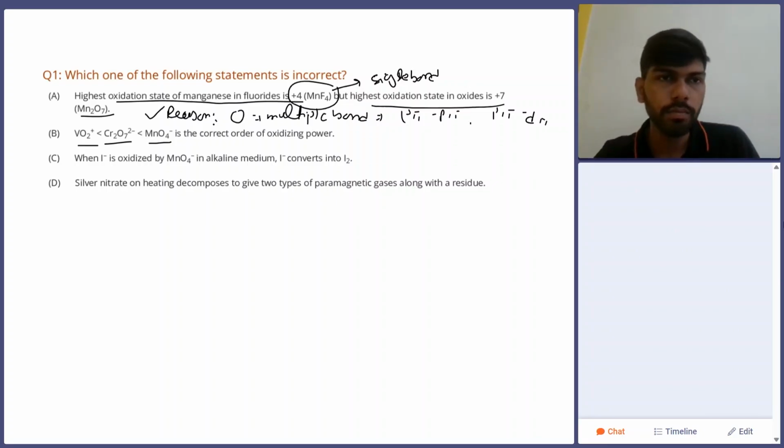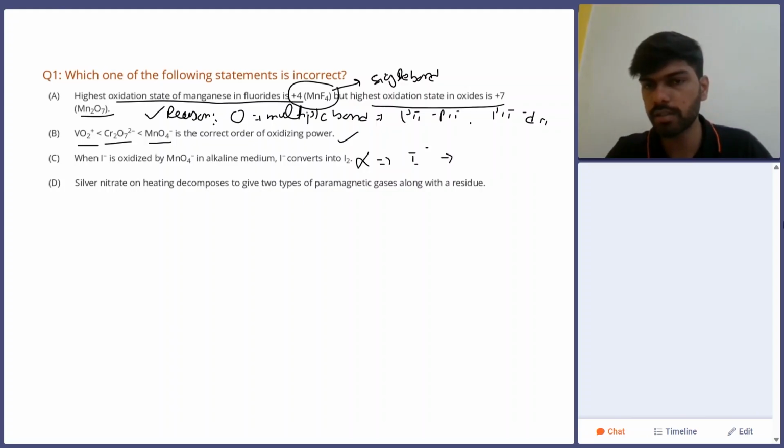Next, if I say when I minus is oxidized by MnO4 minus in alkaline medium, I minus is converted to I2, this statement is incorrect, because here I minus converts into IO3 minus, iodate. So that's why this option is incorrect. So option C is the right answer.